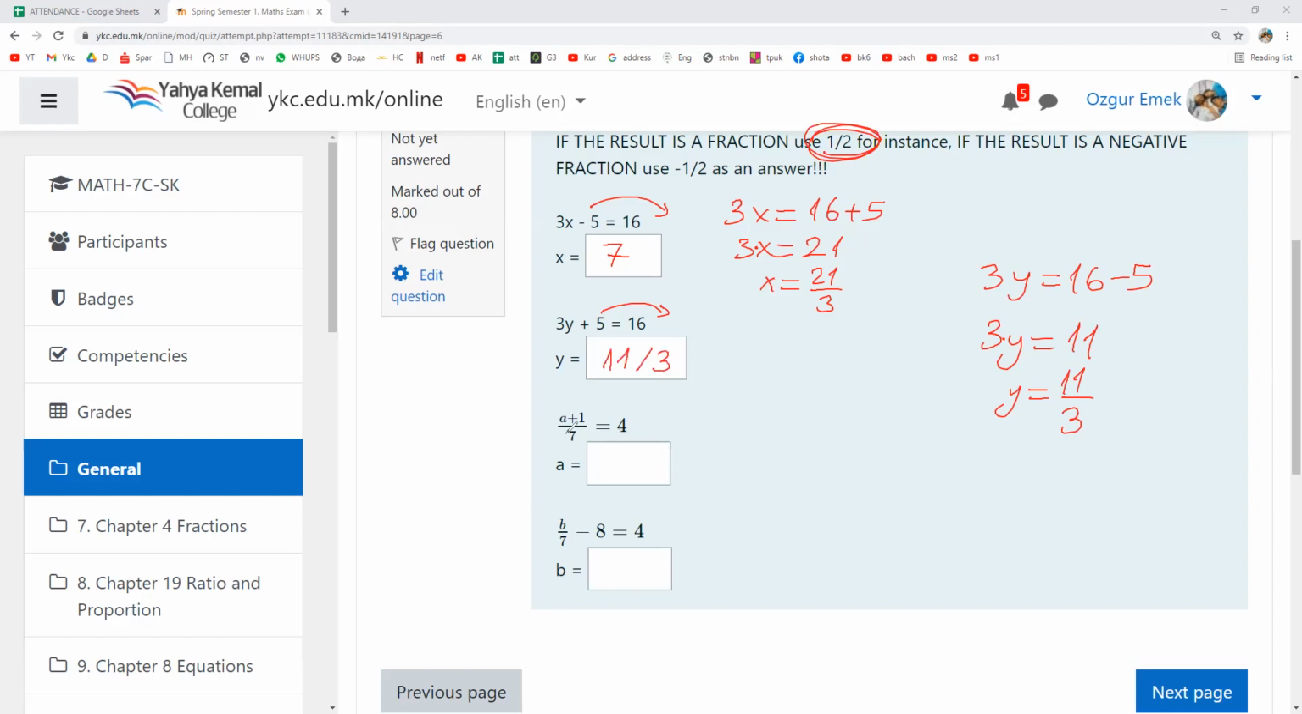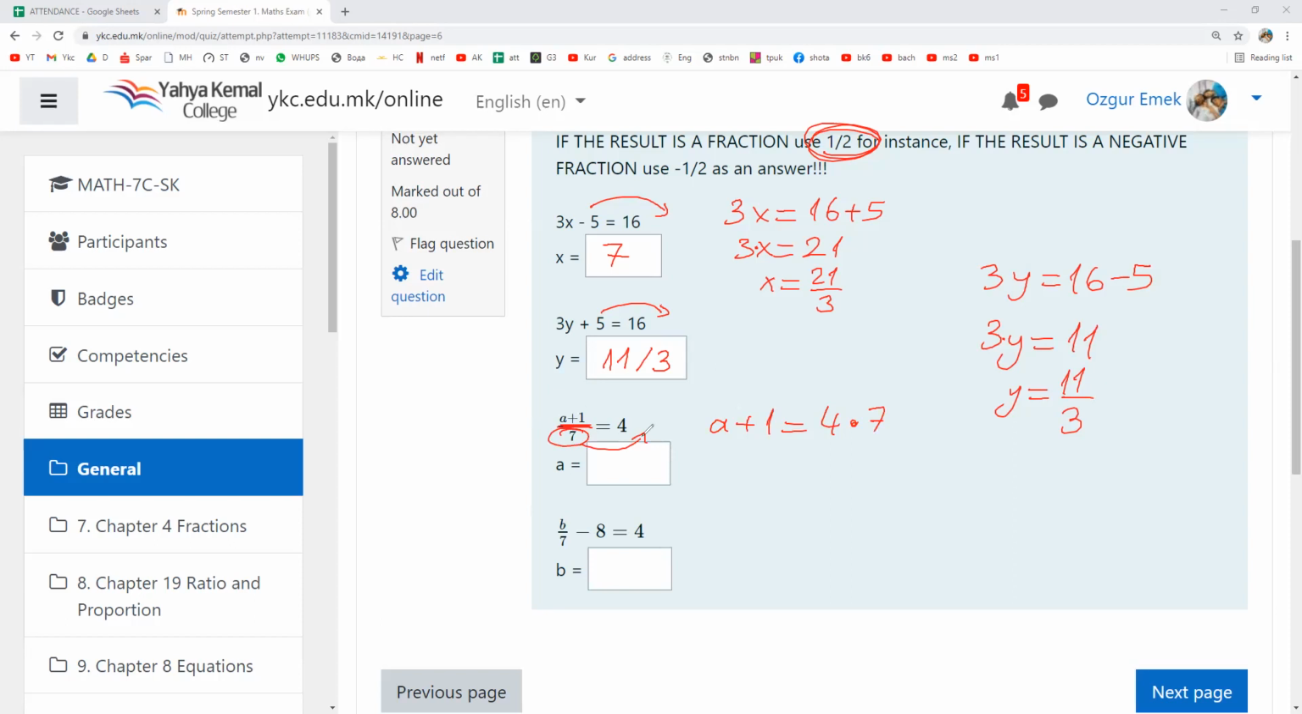And now we have a long fraction bar. What to do? It means division by 7. On the other side, 7 will be multiplied, that means. This is what we need to do first.